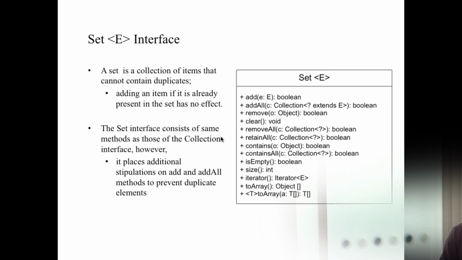Then we have the Set interface, and the major difference between Set and List is that it doesn't allow duplicates, and it's also not ordered. There is no sequence of the elements.